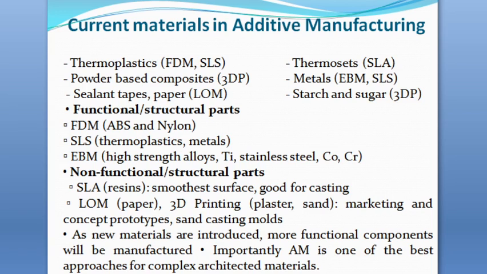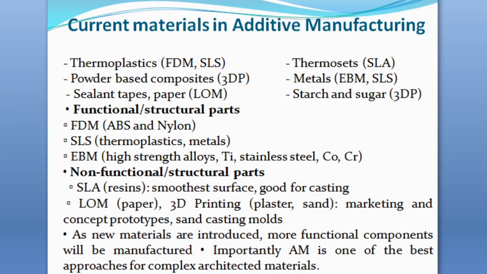EBM, electron beam melting, uses high strength alloys: titanium, stainless steel, cobalt and chromium metals. For non-functional structural parts in SLA, resins are used, which provide the smoothest surface and are good for casting. In laminated object manufacturing, paper is used, with laser, and sand is used for marketing and concept prototypes and sand casting molds.